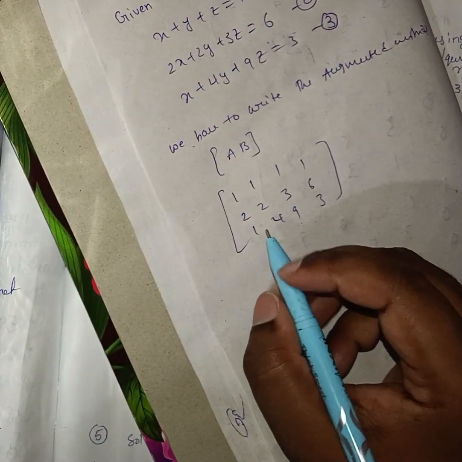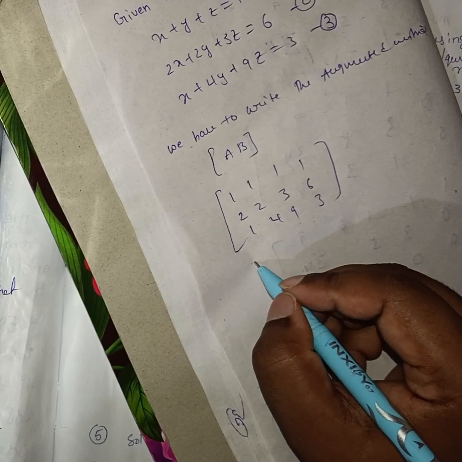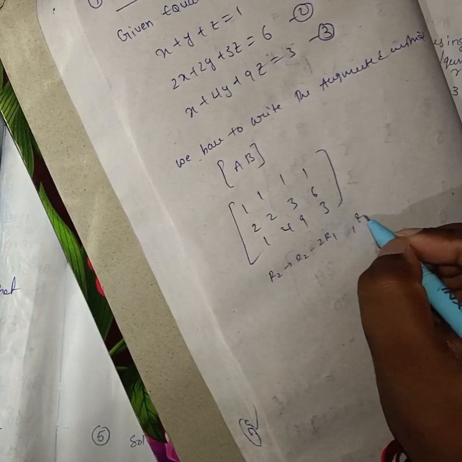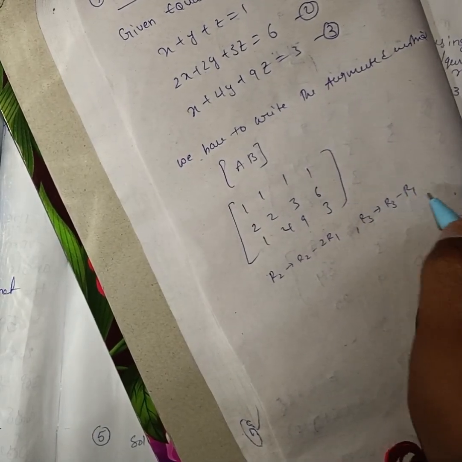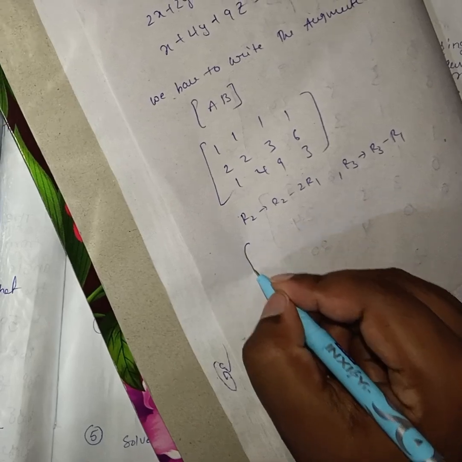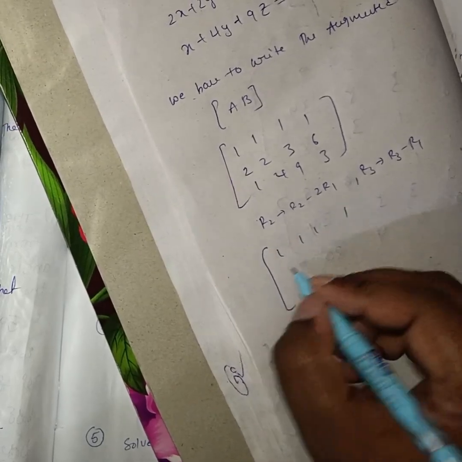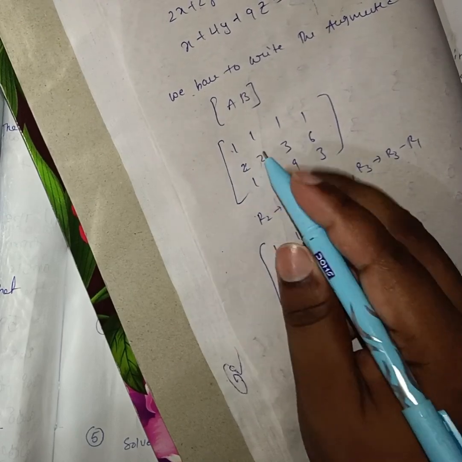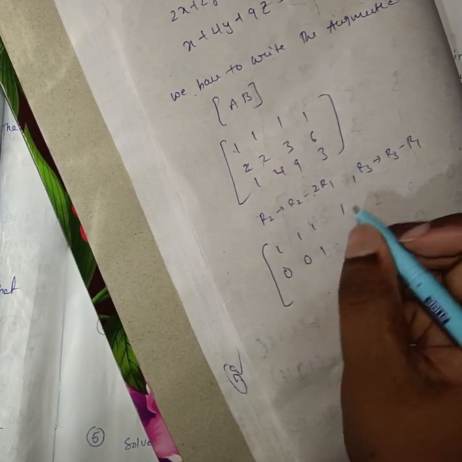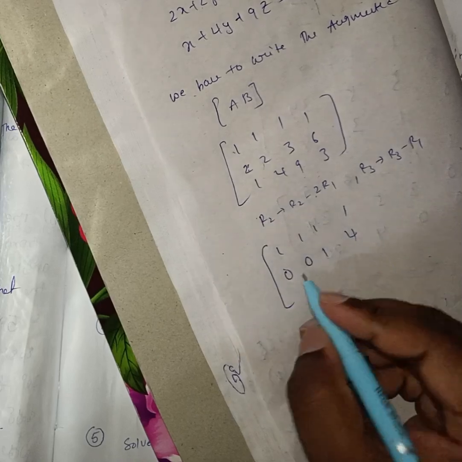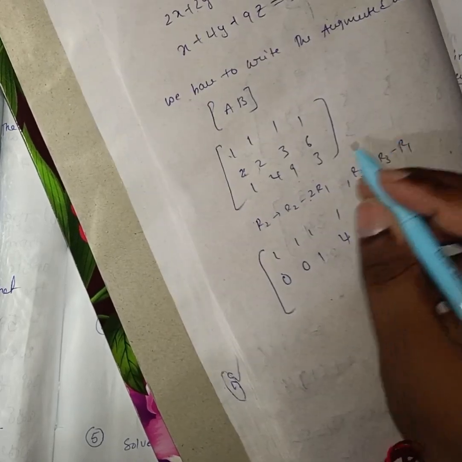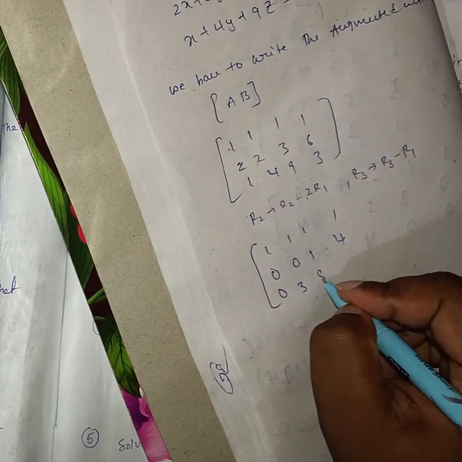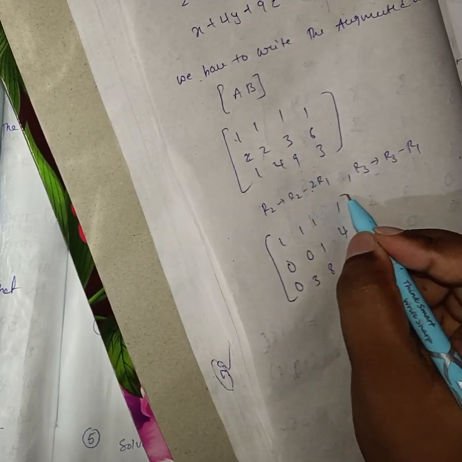Now we have to do the row operations. First, R2 tends to R2 minus 2R1, and R3 tends to R3 minus R1. R1 remains the same. For R2: 2 minus 2, 0; 2 minus 2, 0; 3 minus 2, 1; 6 minus 2, 4. Again R3 minus R1: 1 minus 1, 0; 4 minus 1, 3; 9 minus 1, 8; 3 minus 1, 2.